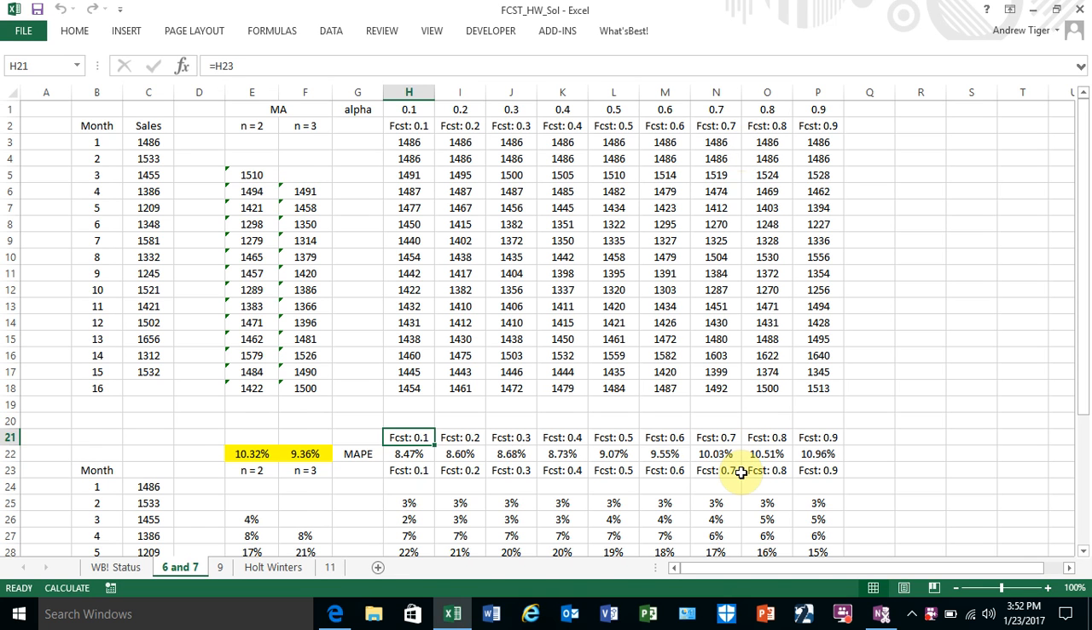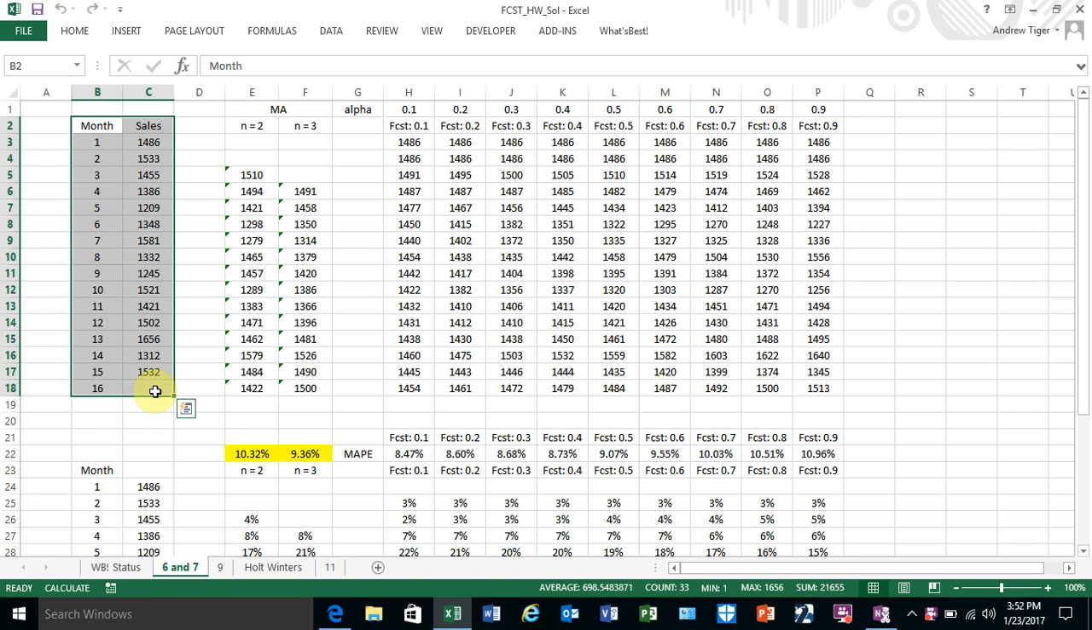Okay, in this video, I go over the forecasting homework. In problems 6 and 7, we're given a data set of actual data, what really happened, and we're asked to forecast using moving average in problem 6 and exponential smoothing in problem 7. And in both of those, you need to evaluate which forecasting technique is best.